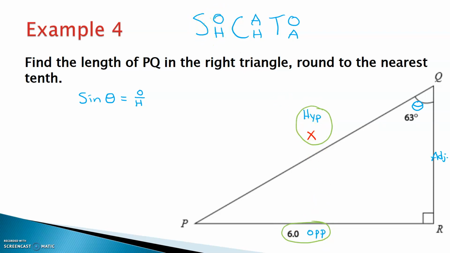A lot of these are sine. But again, it works the same way, guys. If you had adjacent and hypotenuse, then that'd be cosine. If you had opposite and adjacent, that would be tangent, right? It all pretty much works the same way. You just have to be careful: sine, cosine, or tangent.